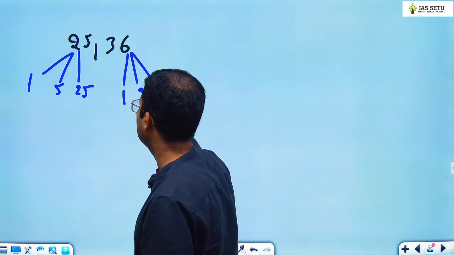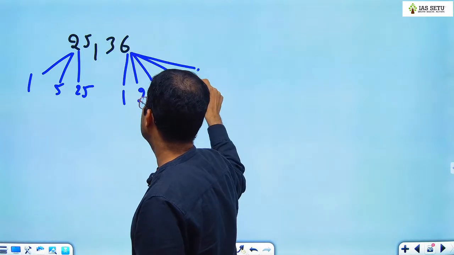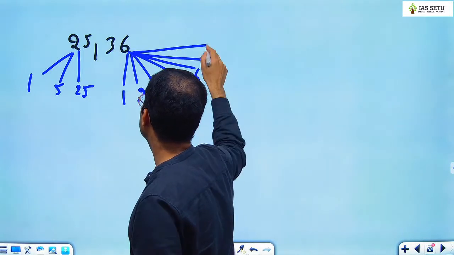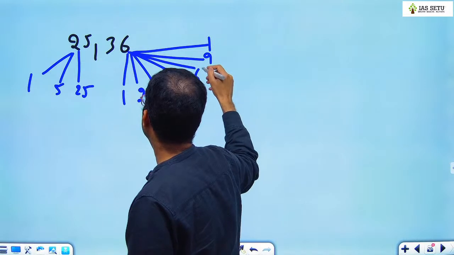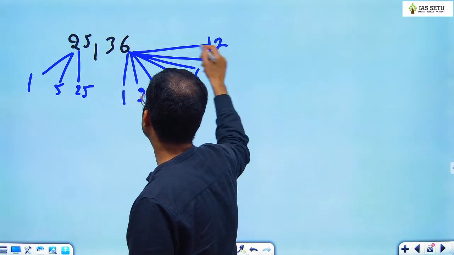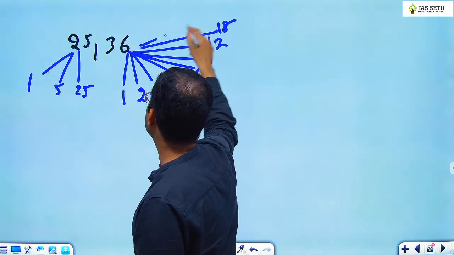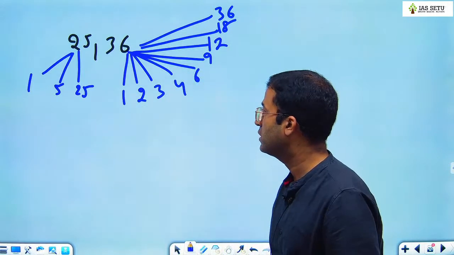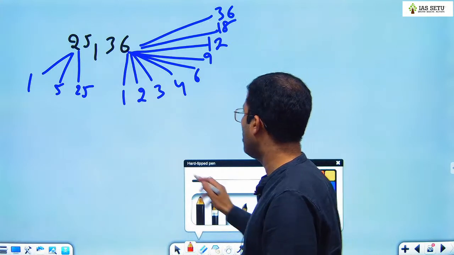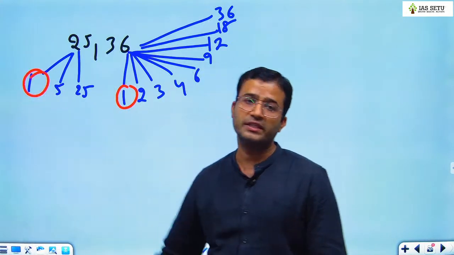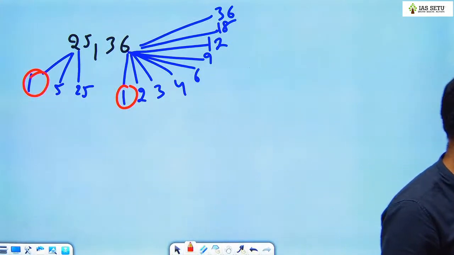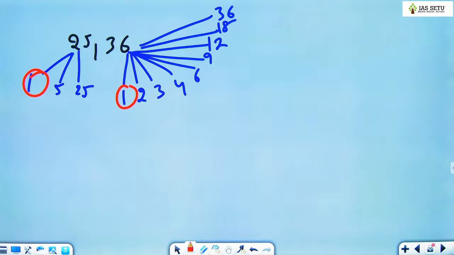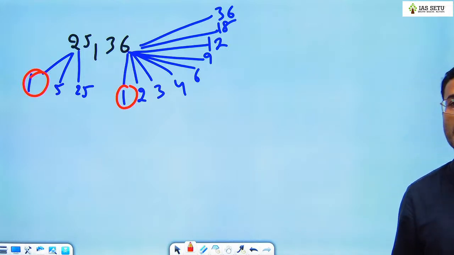1, 2, 3, 4, 6, 9, 12 is also left, right? 12, 18, 36. What is the common factor? Only one. Since they have only one as a common factor, can we say 25 and 36 are co-prime to each other?